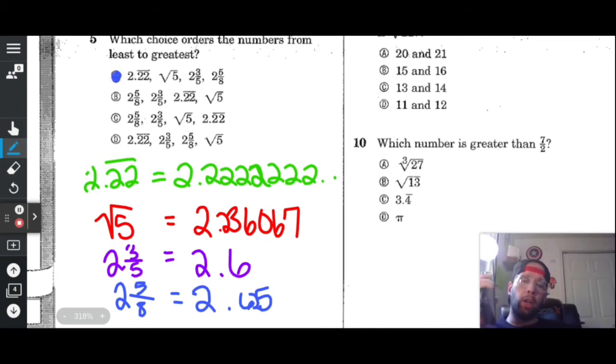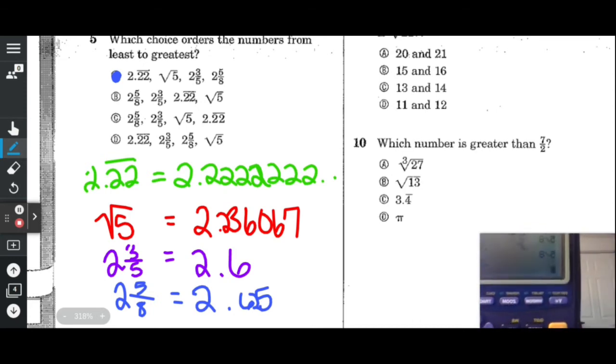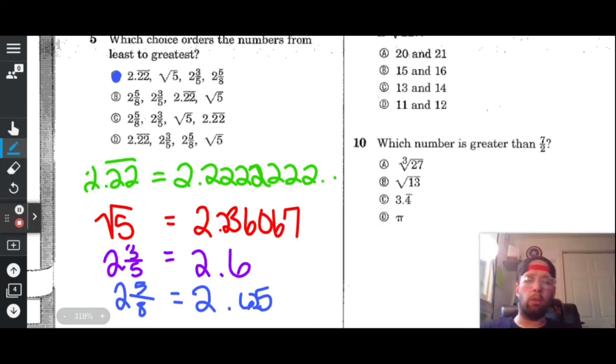By the way, if you're wondering, how did he do 3/5? How did he do that in the calculator? How did he do 5/8? 5 divided by 8. Okay, and that gives you this 0.625. So how about that? It was already in order. Nice. So much easier.